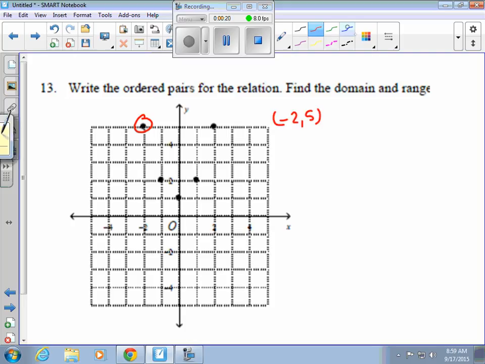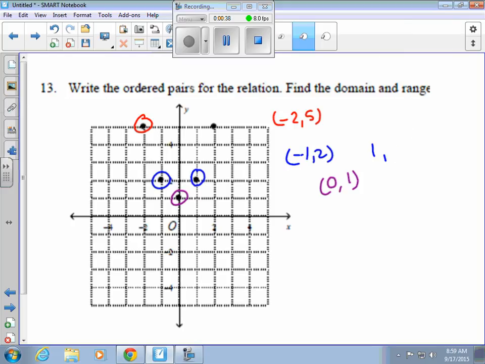The next one, here, is at (-1, 2). The next one here is at (0, 1). The next one here is at (1, 2), pardon me. And the last one here is at (2, 5).